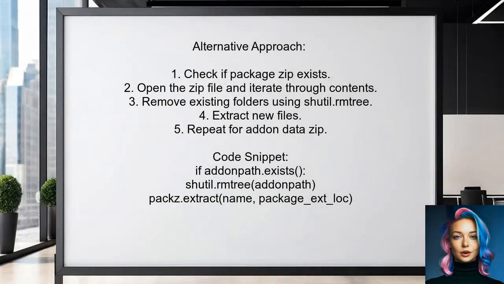This user provides an alternative approach to ensure that duplicate folders are removed before extracting files from a zip. They check if the package zip exists, then open it and iterate through its contents. If a folder already exists in the destination, they remove it using shutil.rmtree before extracting the new files. They also handle a second zip for add-on data in a similar way, ensuring that previous versions are cleared out.